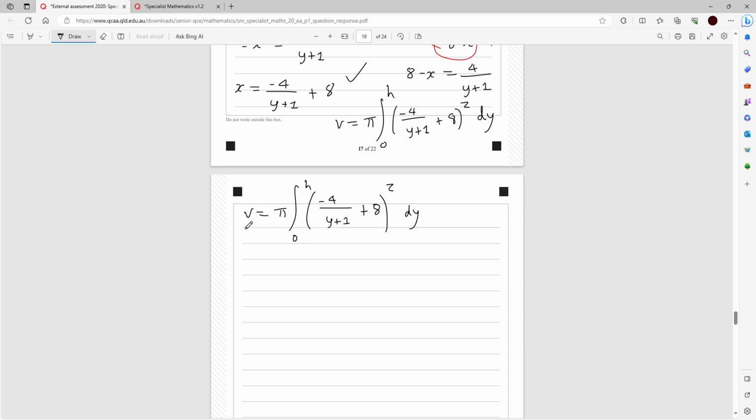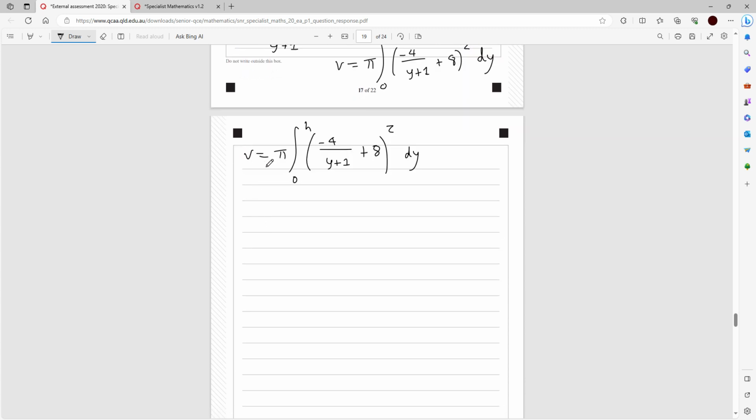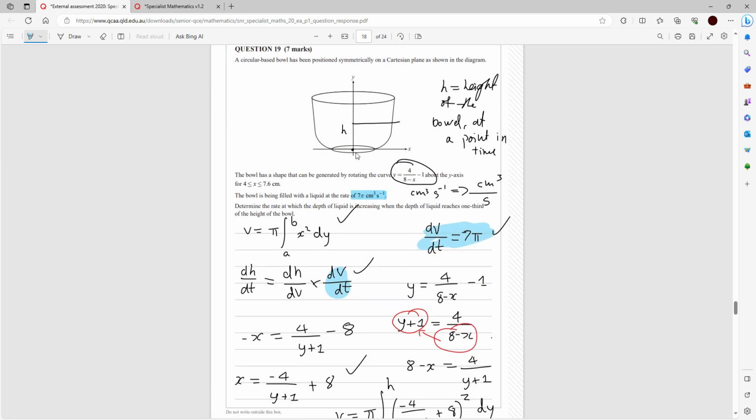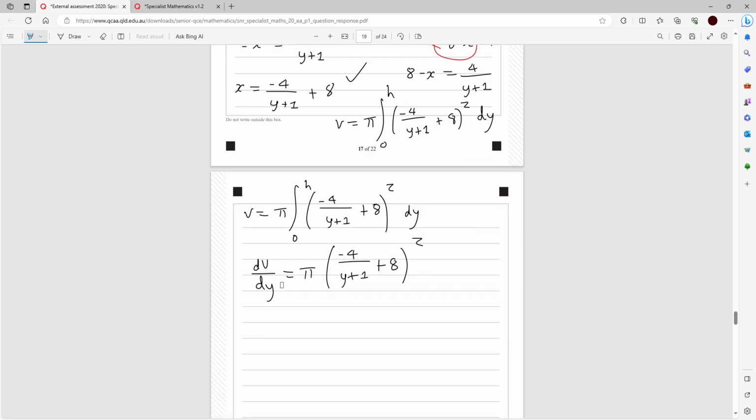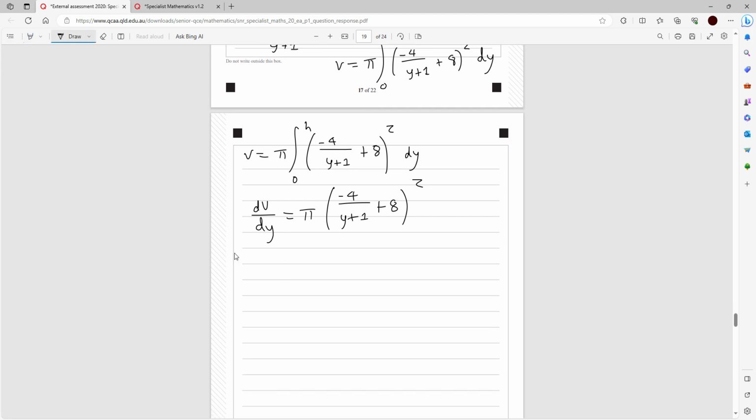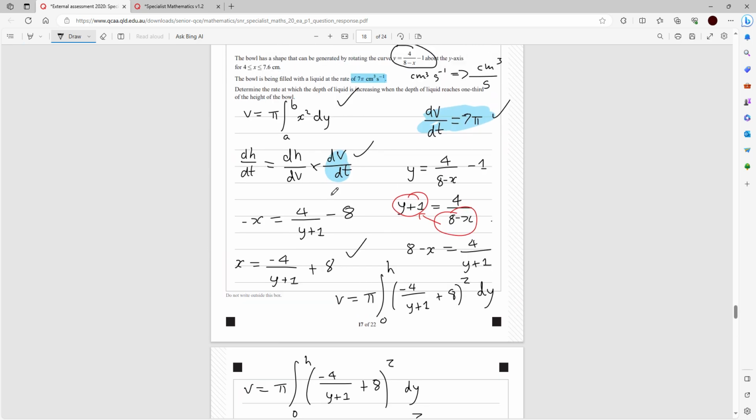So technically, if I differentiate both sides with respect to y, so dV/dy, I'm going to undo this integral. So I'll get pi of (-4y + 1 + 8) all squared. Now remember, our y is a variable, but so is our h. So what we can actually do is replace the y with h. So you can rewrite this whole thing as dV/dh is equal to pi of (-4h + 1 + 8). Okay, we found our dV.